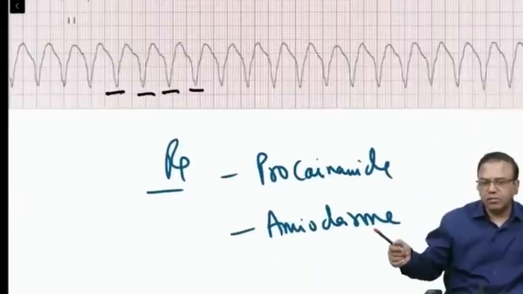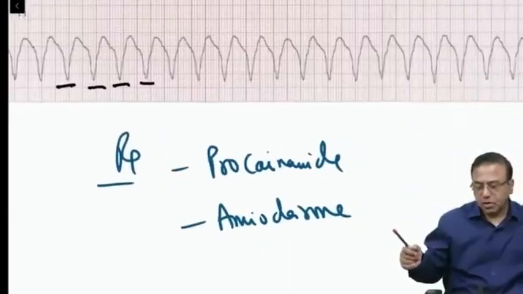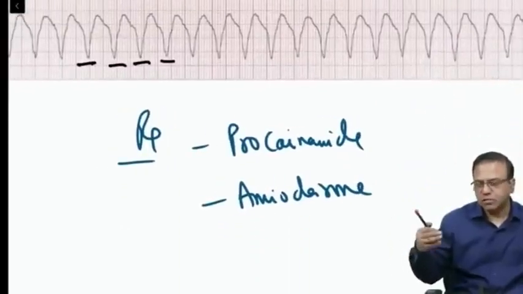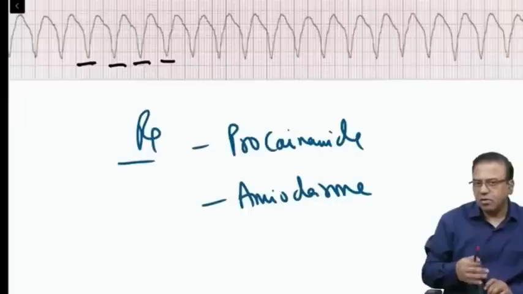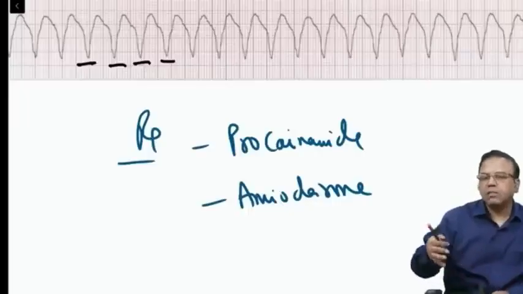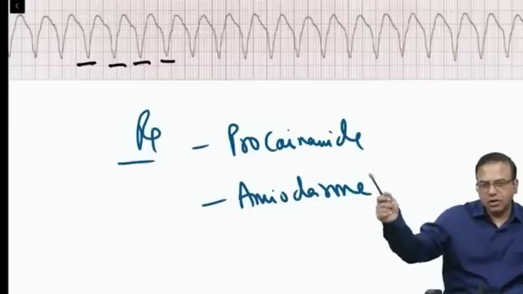The treatment is procainamide and amiodarone. Lignocaine may not work for most patients. It works only for 25% of patients, but the advantage is it's fast. Sometimes you want to try lignocaine in an unstable patient, you can try. The only benefit is it's very fast, but it may not work in the majority. What will work in the majority is procainamide and amiodarone.